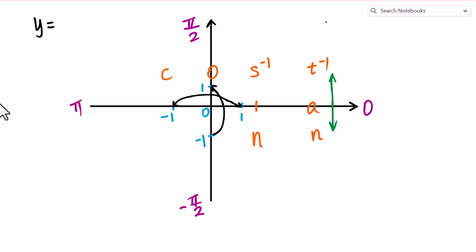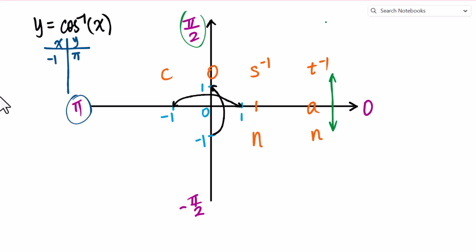For function y equals inverse cosine of x. Based on this information, let's write down the coordinates for inverse cosine. When x equals -1, y is pi. When x equals 0, y is pi over 2. When x equals 1, y is 0.